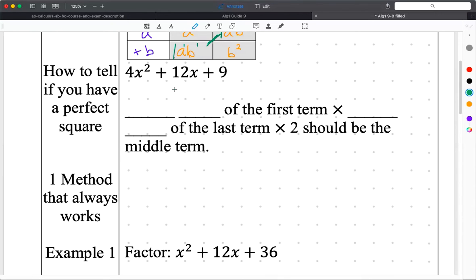Say x squared plus 12x plus 9. How do I know if that is a perfect square? I can check by doing this in words, and I'll tell you what to write down here. You're going to take the square root of the first term, and then I'm going to multiply that by the square root again.